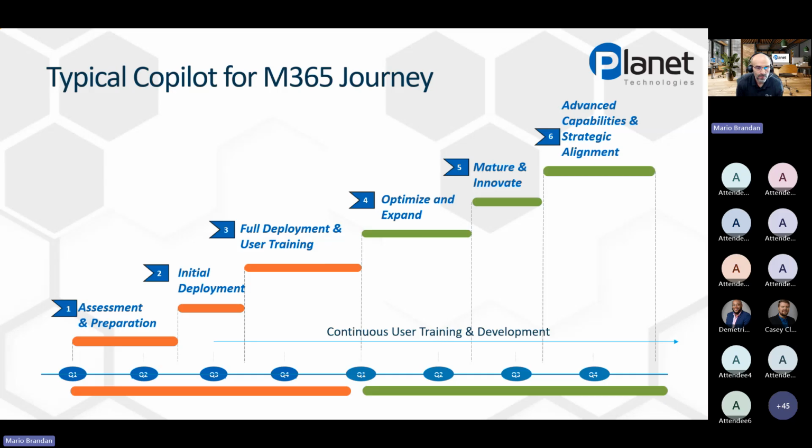At this point, I'd like to turn it over to my colleague Demetrius to talk about what we see being successful approaches to this. Yes, thank you, Mario. So what you're seeing here is the typical Copilot for M365 journey. Thank you all for joining because most of you are in stage 1, as Copilot has not been made available as of yet. But as you can see, the primary purpose of this slide is it's not just a one and done activity. There's multiple steps, multiple phases that need to be undertaken as you prepare to move down your Copilot journey.